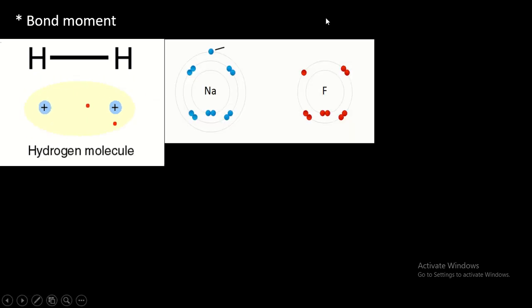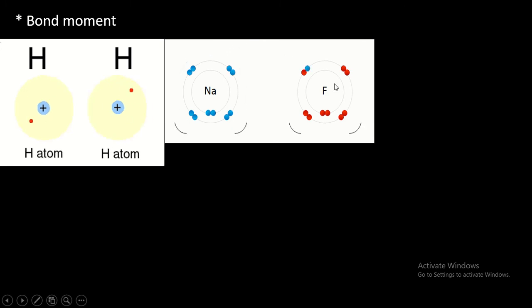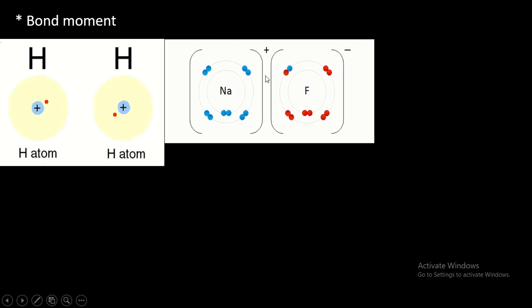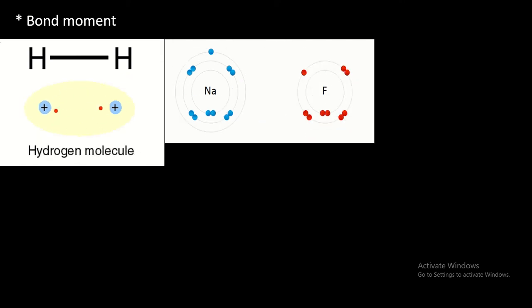In case of an ionic compound, one electron comes from sodium to fluorine. Therefore, sodium carries a plus charge and fluorine carries a minus charge. The electrostatic force of attraction between the sodium plus and fluorine minus is called an ionic bond.